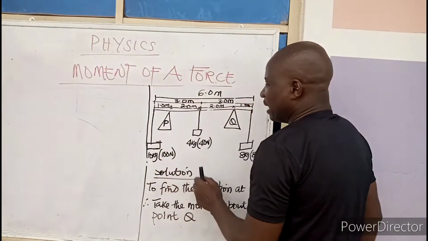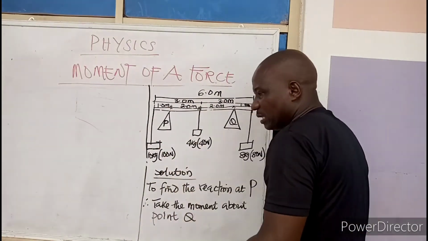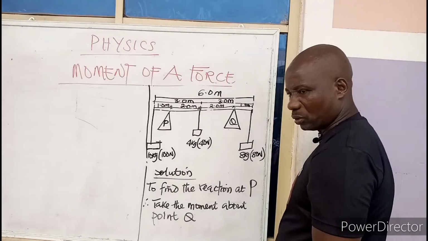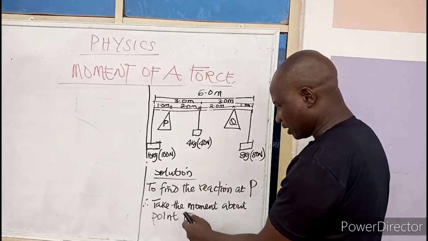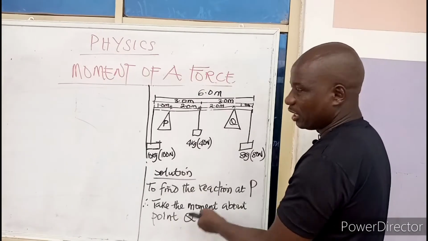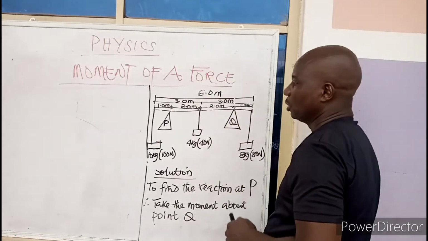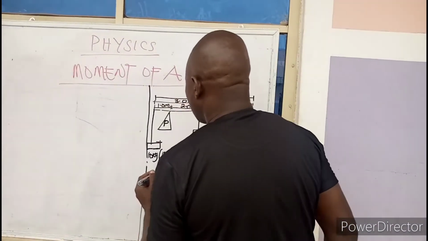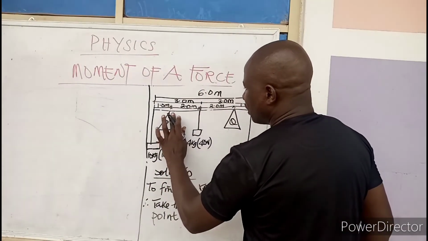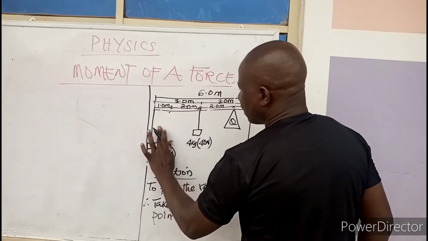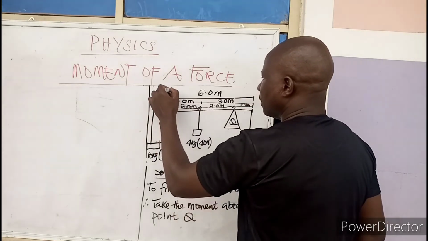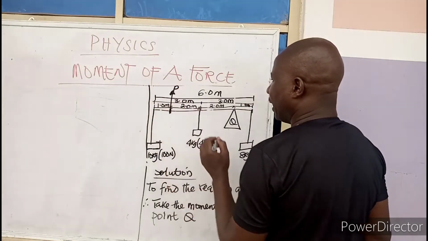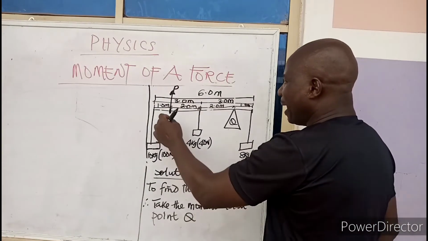So now if I remove this P, where will the beam turn? Of course, it's going to turn at the other support. That's why we say take moment about point Q, because that is where it's going to turn. So now, the moment I remove it, it will look like this. It means I have removed it. Remember, this is my P. Are you there?